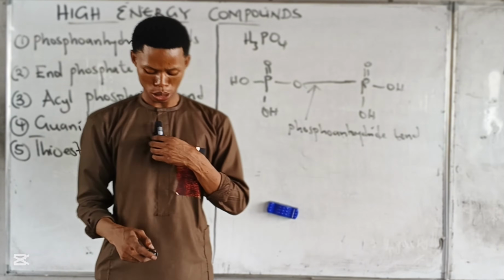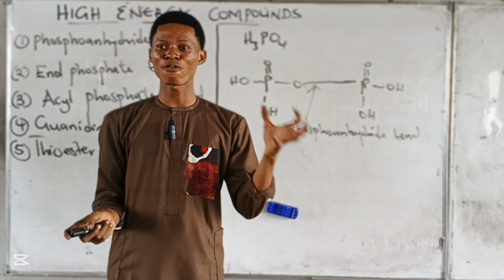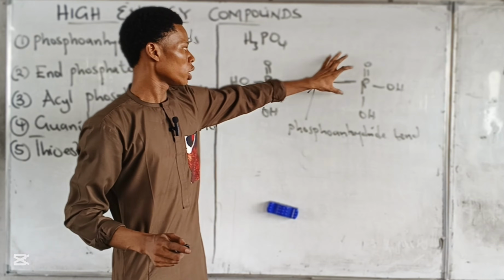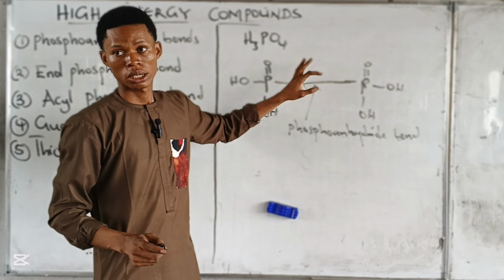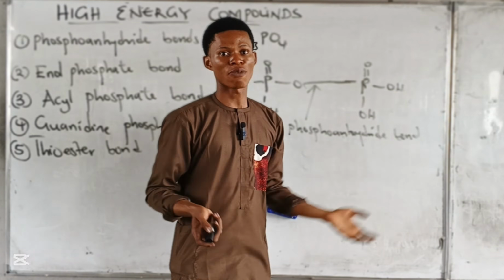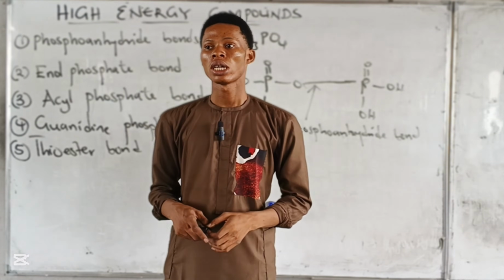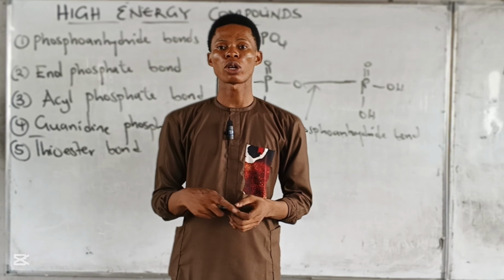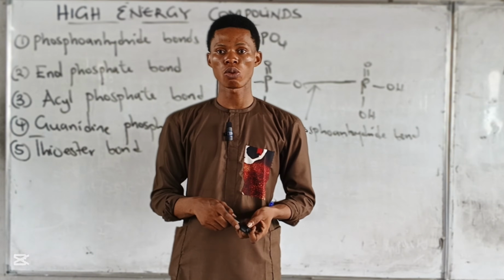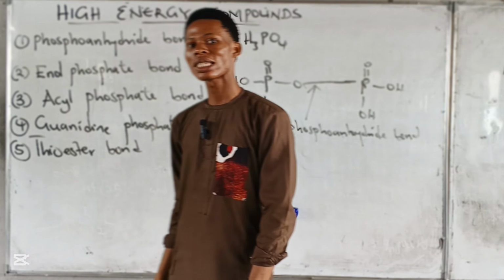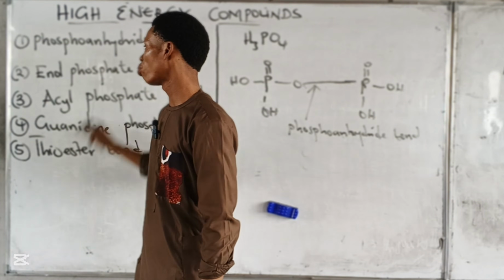What is the full meaning of ATP? Adenosine triphosphate. Adenosine triphosphate contains 3 of these phosphates. This one is diphosphate. If you add another phosphate group, triphosphate. So the phosphoanhydride bond is on here. They are the lowest in energy as they release approximately 7.3 kilocalories per mole of energy. That's the phosphoanhydride bond. The second one is the enol phosphate bond.